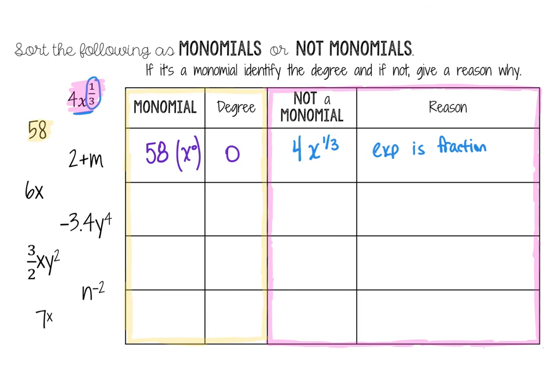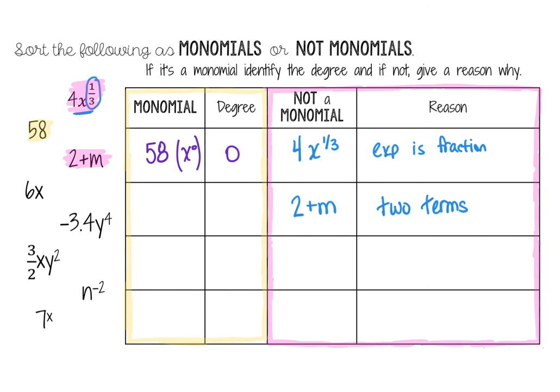Let's look at the next one. 2 plus m. Is this a monomial? One term? No, I have a 2 and I have an m. It's actually a binomial. But we are specifically saying, is it a monomial? So in this case, no. This is going to go over here. 2 plus m is not a monomial because it has 2 terms. And we're going to identify other ones too, but this particular one is not a monomial.